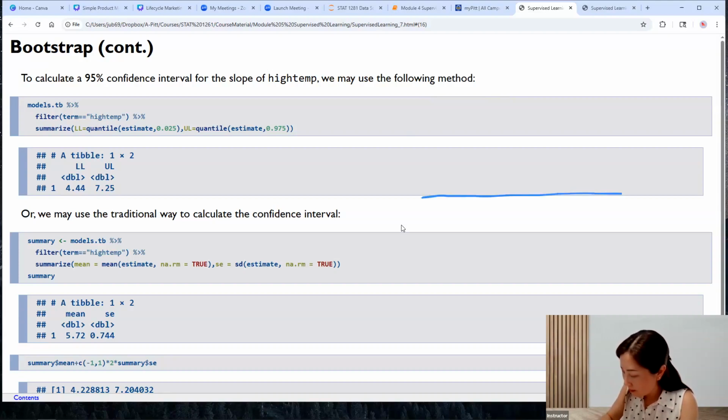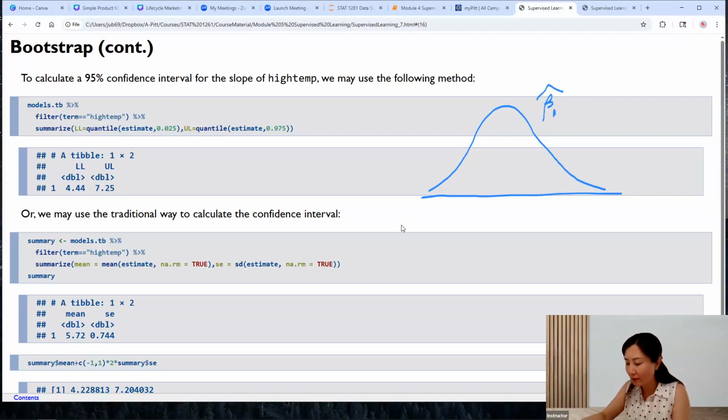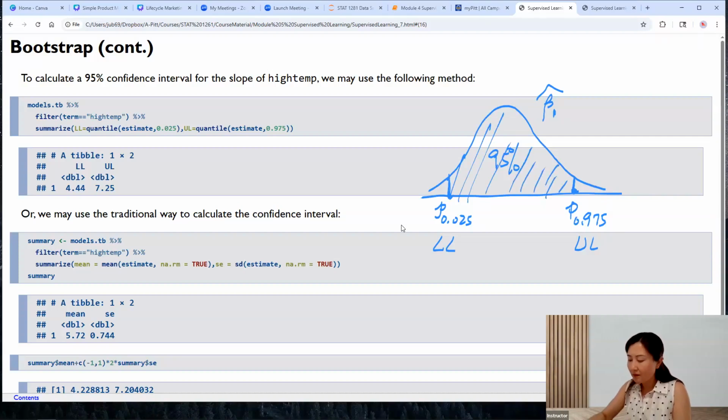Oh, let me draw a picture. Suppose this is a distribution of beta 1 hat, some bootstrap distribution of beta 1 hat. And we choose the 2.5 percentile as the lower limit and the 97.5 percentile as the upper limit. And we know that 95% of beta 1 hats fall between these two numbers. So this can be used to estimate a 95% interval. And we can just use the quantile function to calculate these two quantiles. This is one way.